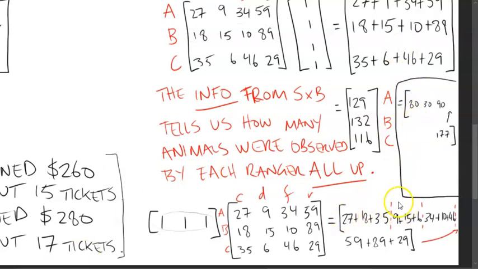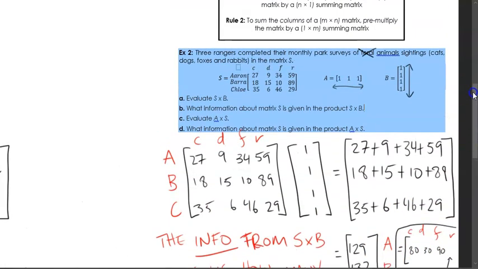What you should get when summed up each 4 elements is 80, 30, 90, and 177 for cats, dogs, foxes, and rabbits. So what does this info tell us? Well, what this info tells us is how many observations were made for each animal, as opposed to each ranger. So what we have done is, in other words, if the question said, what is the sum of the first column and what does that tell us? That is essentially easy for us to do.